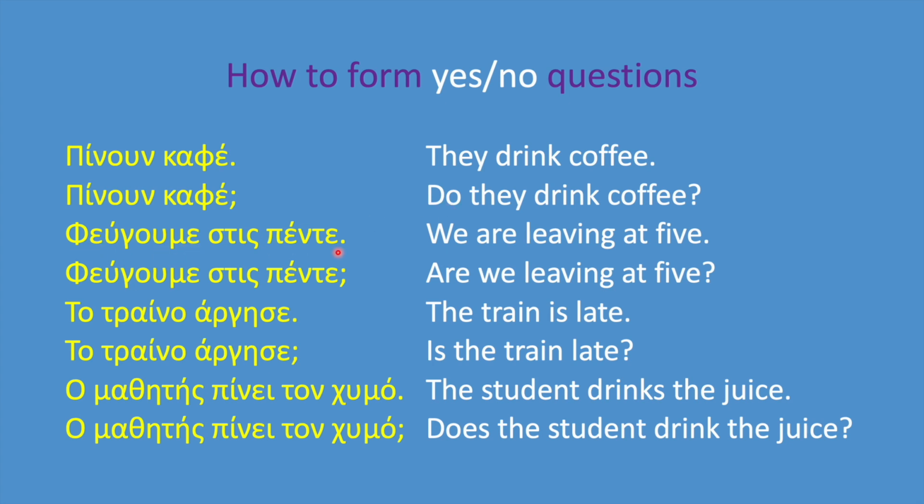Φεύγουμε στις 5. We are leaving at 5. Φεύγουμε στις 5. Are we leaving at 5? Το τρένο άργησε. The train is late. Το τρένο άργησε. Is the train late? Ο μαθητής πίνει τον χυμό. The student drinks the juice. Ο μαθητής πίνει τον χυμό. Does the student drink the juice?